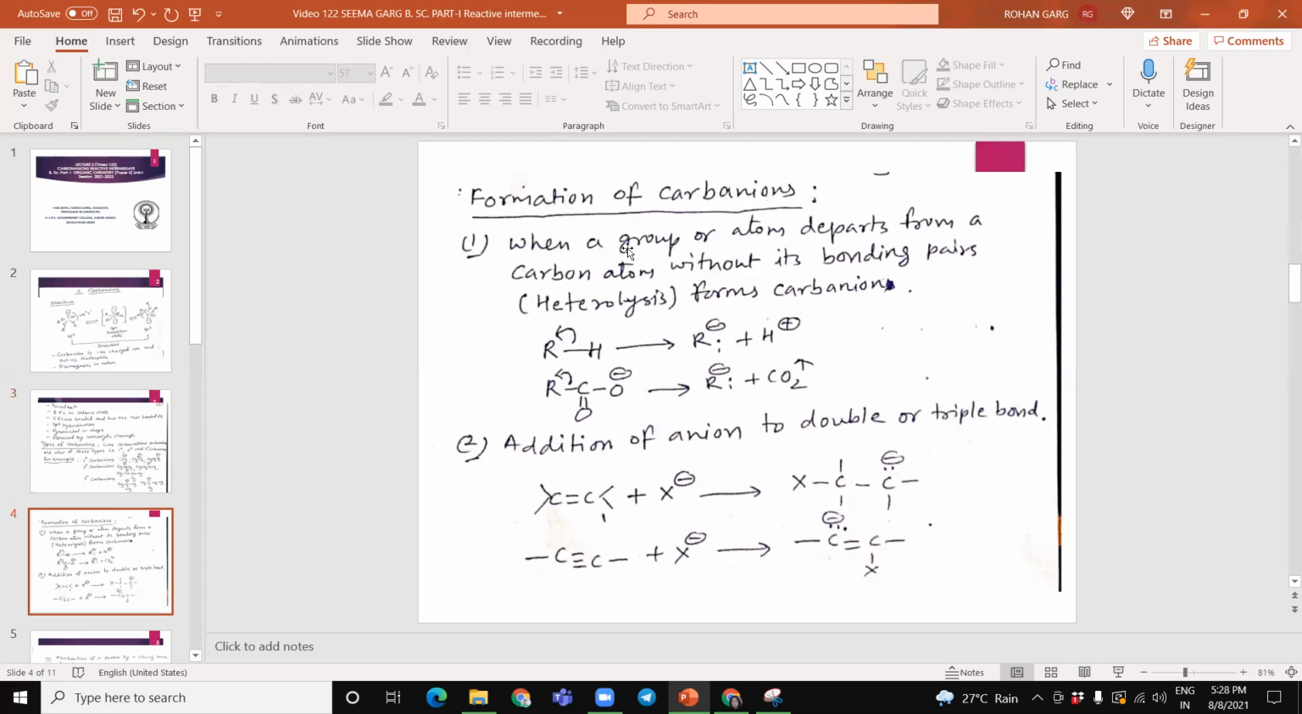Formation of carbanions. When a group or atom departs from a carbon atom without its bonding pair, it is heterolysis, and forms carbanions. See here, its bonded electrons stay with the carbanion. Here we can see a hydrocarbon, it can give a proton. So it is a heterolysis technique.